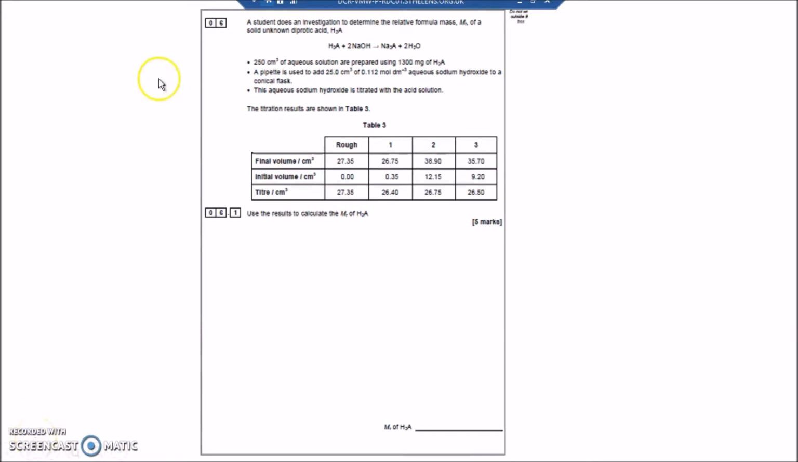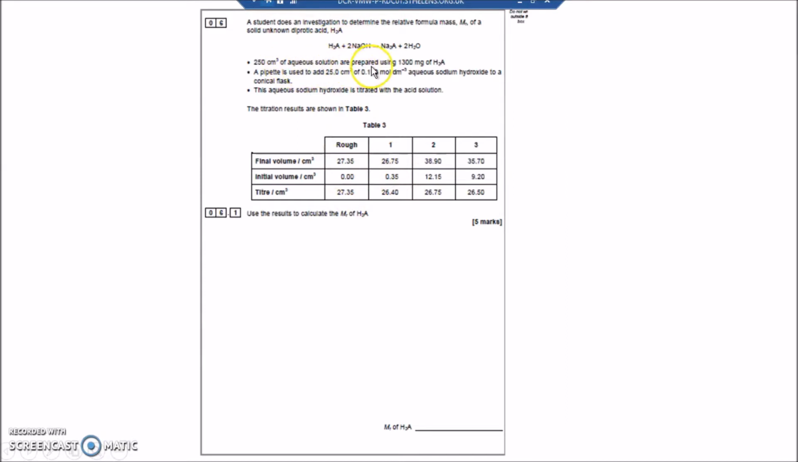Question 6, I've got a diprotic acid, H2A. Diprotic acid means that 1 mole of the acid reacts with 2 moles of something like sodium hydroxide, which is a base or an alkali, so 1 to 2. That's going to be important later on in my calculation, I'm sure.